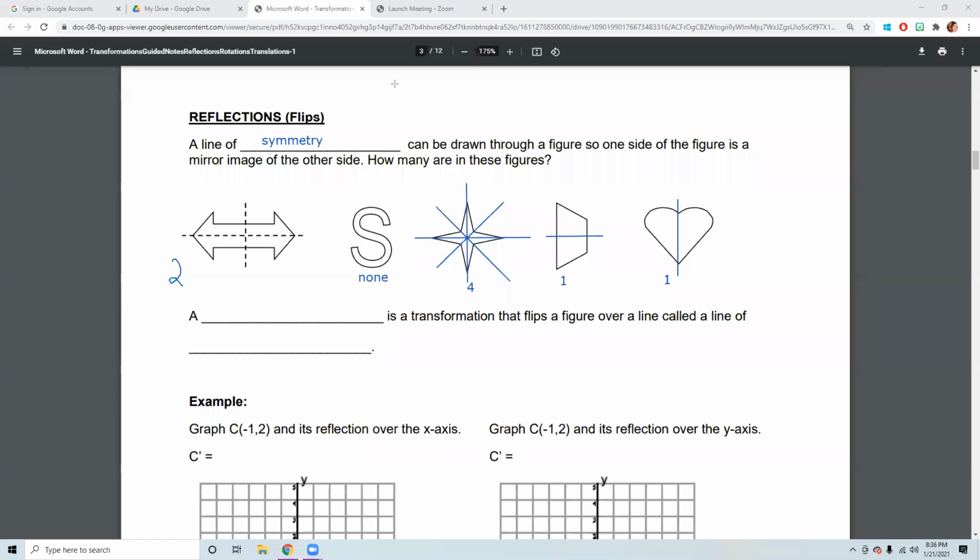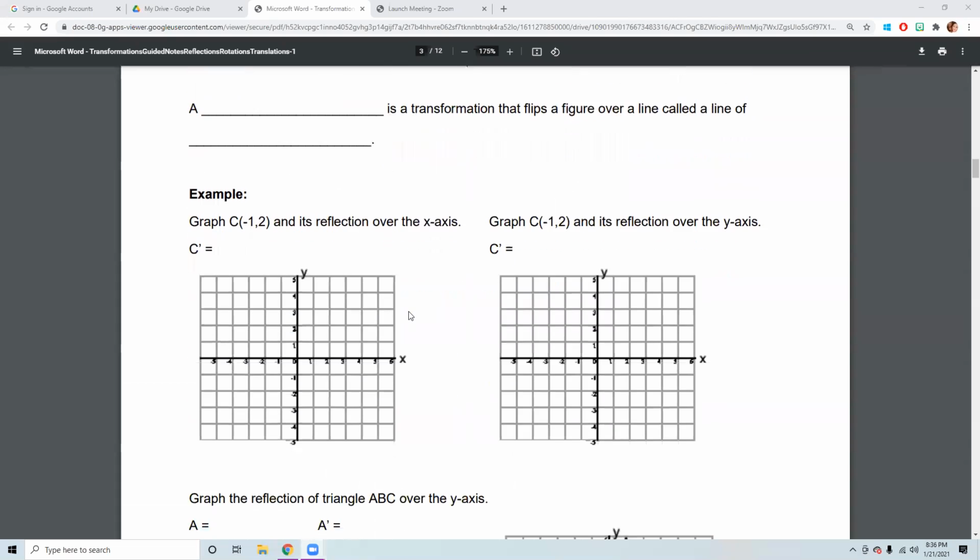So let's move on and actually talk about our lesson for the day, which is over reflections. A reflection is a transformation that flips a figure over a line called the line of reflection. So we have our line of reflection, and like the name says, we are reflecting our figure over that line. I've got a couple of examples for you down there, so I'm going to have to clear out my drawings and scroll down.